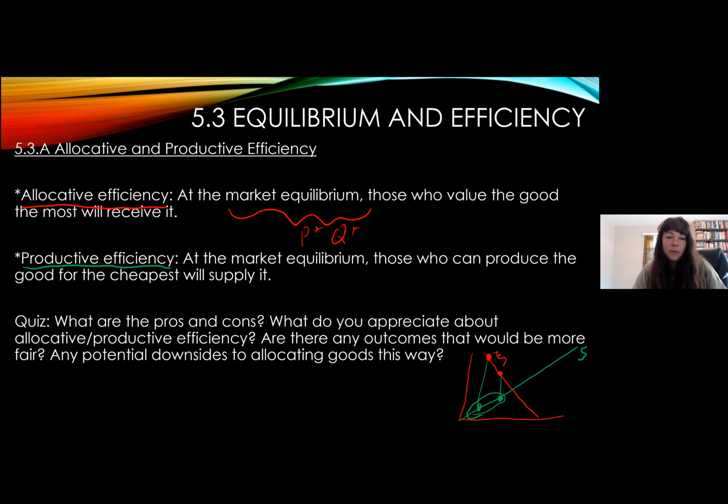So just think through a little bit on your own. What are the pros and cons of this market equilibrium, of this P star, Q star that we've been talking so much about? What do you appreciate about allocative and productive efficiency? And are there any outcomes that would be more fair? Are there any potential downsides to allocating goods this way?